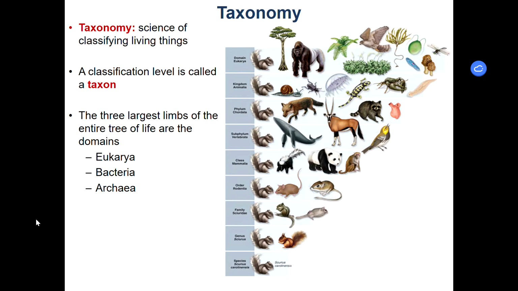So it goes domain, kingdom, phylum, subphylum sometimes, class, order, family, genus, species. Okay? So we just go from big ways to classify organisms down to small. So humans, we are in the genus Homo. We are the species sapiens, so we are Homo sapiens. That's what we are.